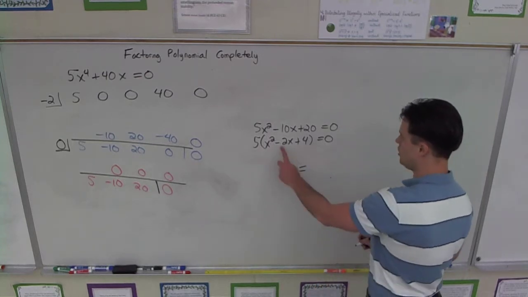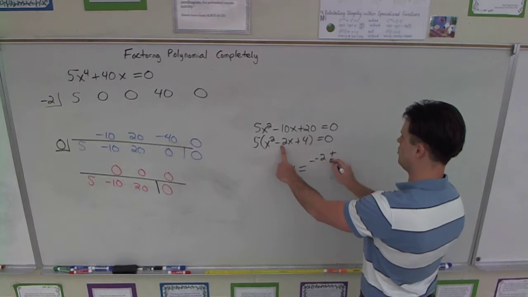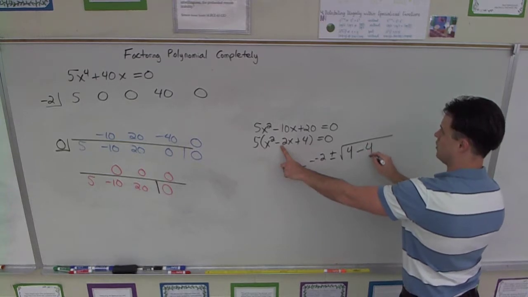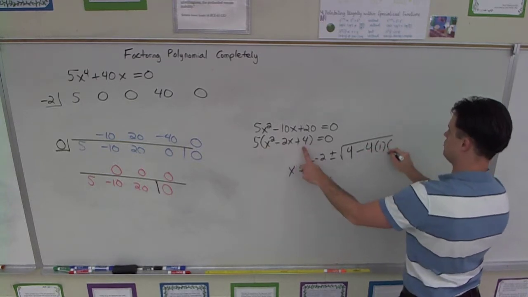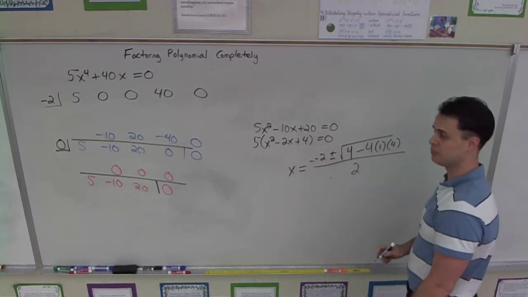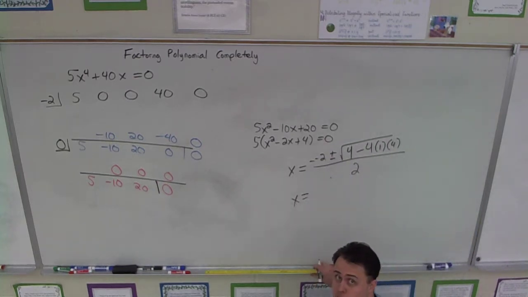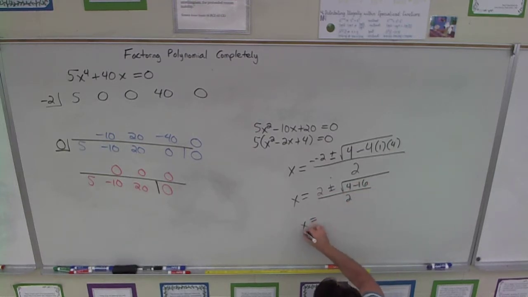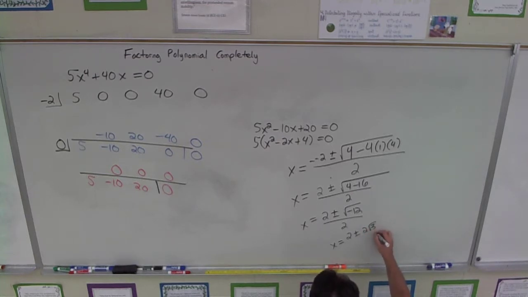So x equals -b, so that's -2 plus or minus the square root of b squared, -2 squared is 4, minus 4, a is 1, c is 4, all over 2a, is 1, so it's just 2. And now I just need to simplify this down. We'll see if our answers are imaginary, as I expected, or not. So we've got 2 plus or minus the square root of 4 minus 16 over 2. So that's 2 plus or minus the square root of -12 over 2, which is 2 plus or minus 2 root -3 over 2.